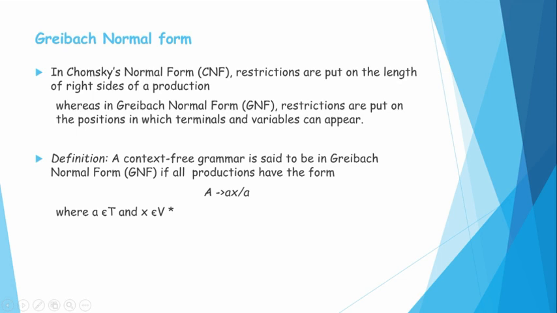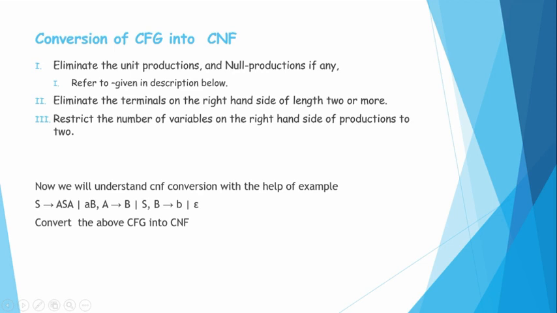Now conversion of CFG into CNF. The very first rule is eliminate the unit productions and null productions if any. This removal of unit production and null production will be shown to you in the link in the description below. The second is eliminate the terminals on the right hand side of the length 2 or more. And the third rule is restrict the number of variables on the right hand side of production to 2.